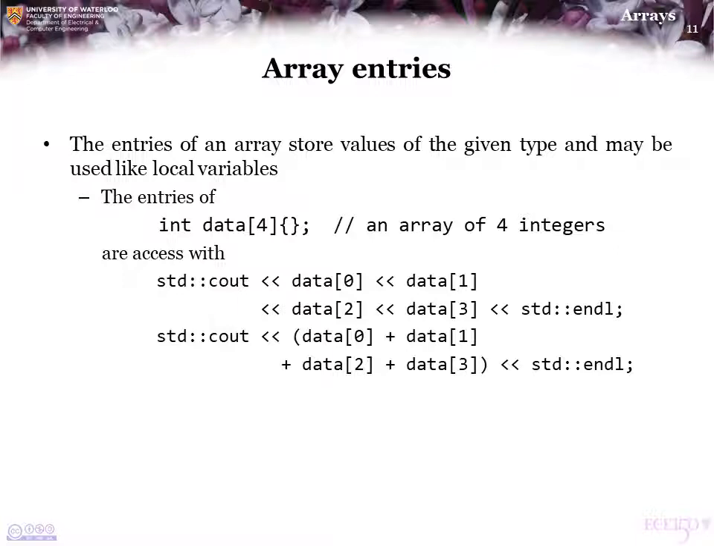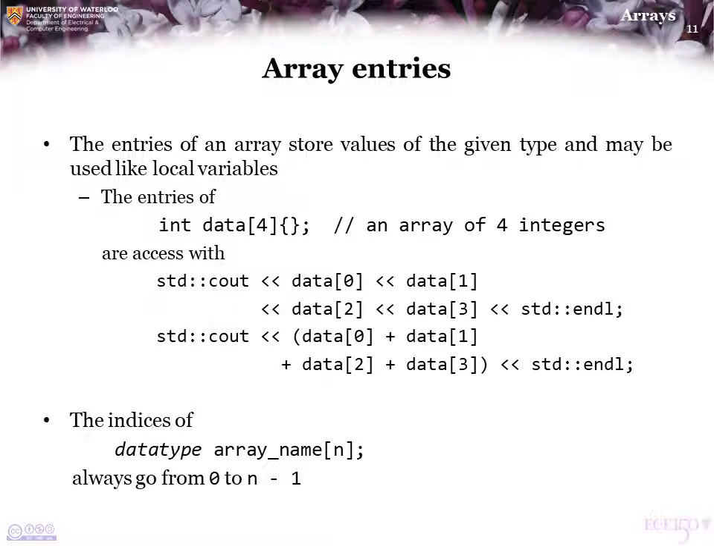So this first print statement prints out the 4 entries in this array, although there's no commas between them, so all of the integers will just be jammed right next to each other. The next cout statement prints the sum of the values stored in each of the 4 entries.